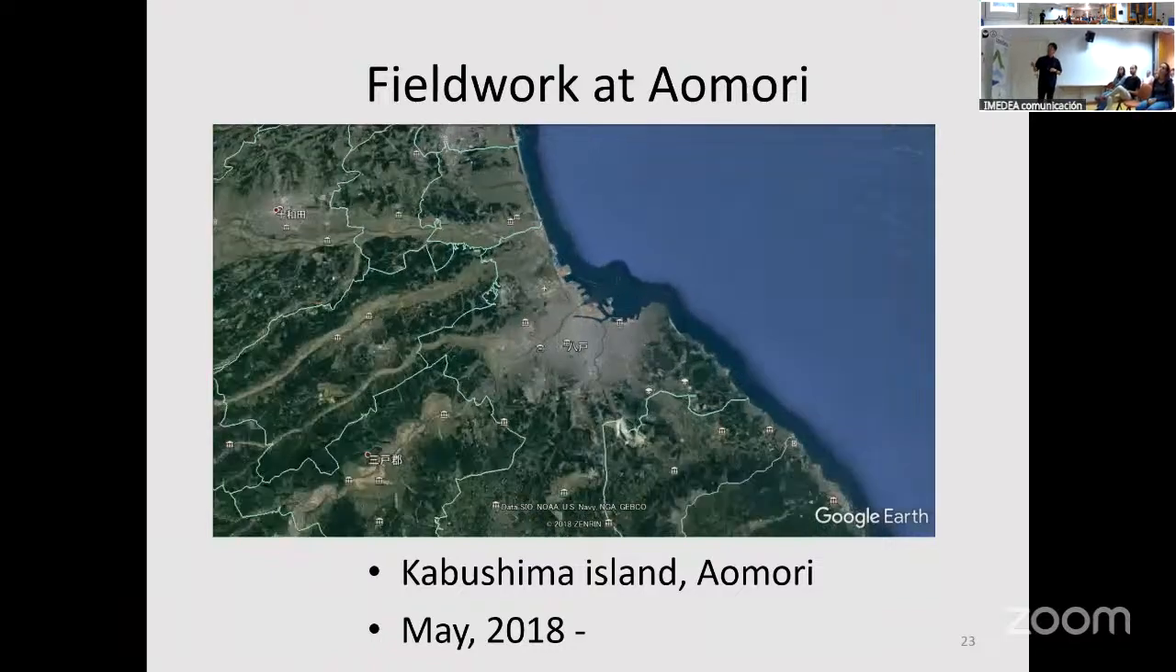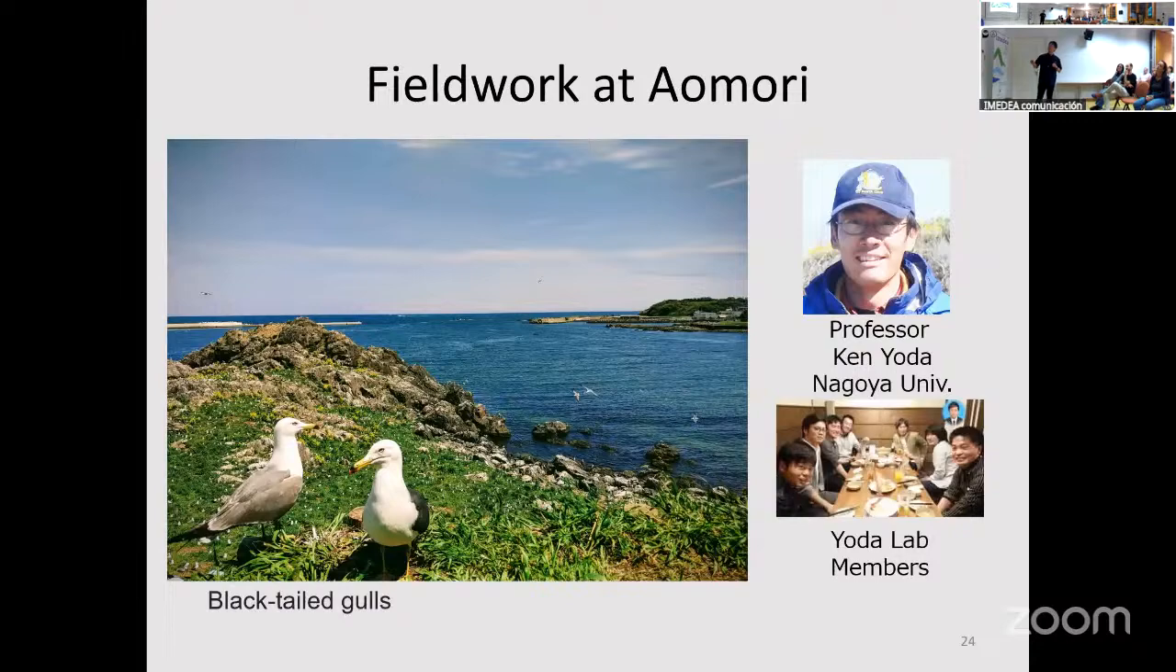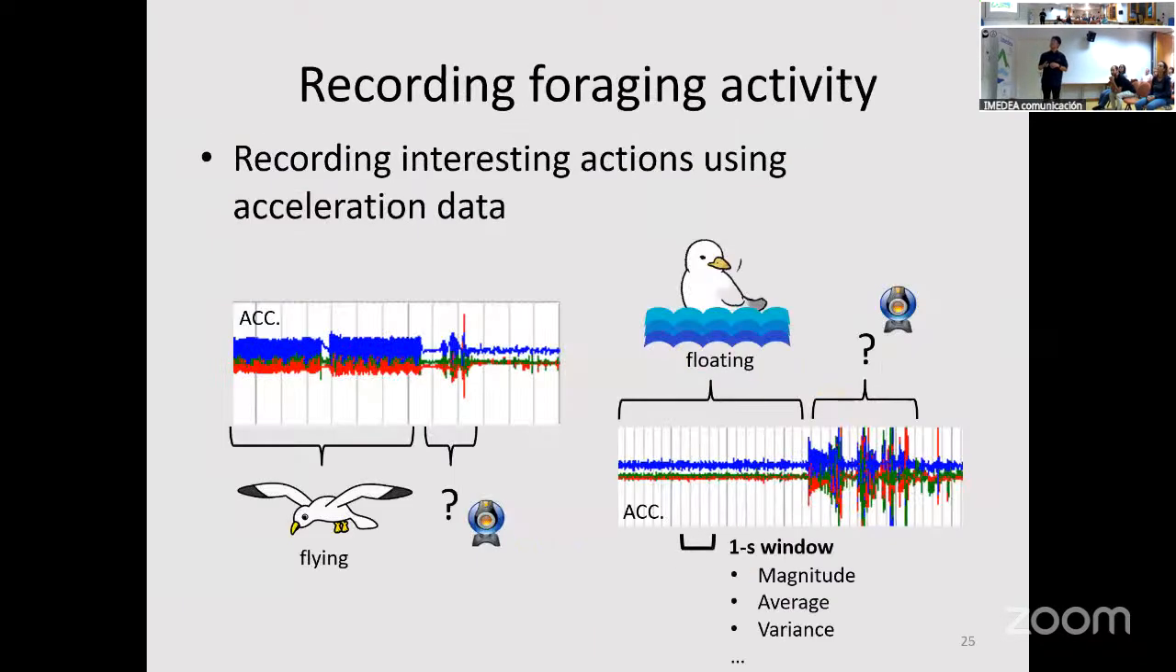We conducted field work in Aomori Prefecture, Japan. This is a small island, and Mark also visited. This is our target, black-tailed gulls. Our collaborators are biology researchers from Nagoya University, Japan. They are interested in strategy, also foraging behavior. Therefore, they labeled acceleration data according to this goal.